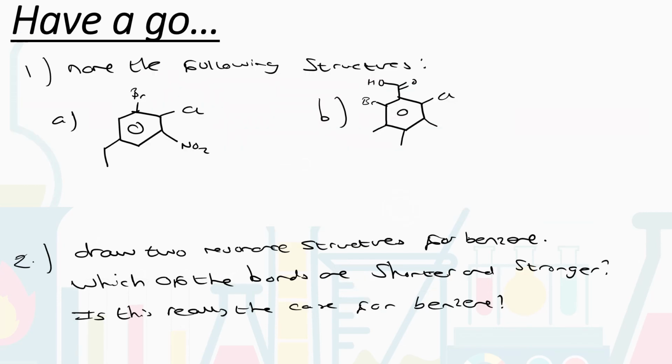So, time to have a go at some questions. We need to name the following structures, and then draw the 2 resonance structures for benzene, say which of the bonds are shorter and stronger, and talk about whether that's really the case. So if you'd like to have a go, pause the video, and the answers will be on the next slide.